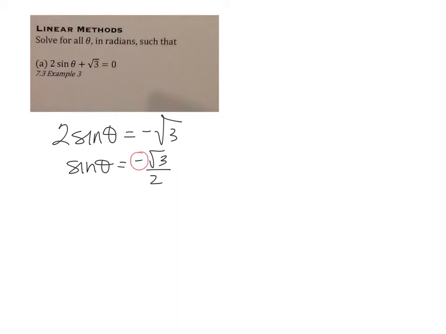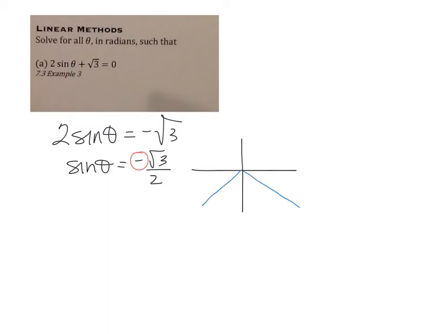So we can start by subtracting the root 3 to the other side and then dividing out the 2. So what that gives us is a simple trig equation. We want to use the negative here and the ratio to determine the quadrant in which theta is going to live. So sine is negative in the third and fourth quadrant.